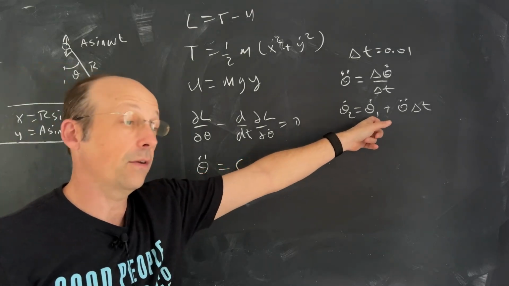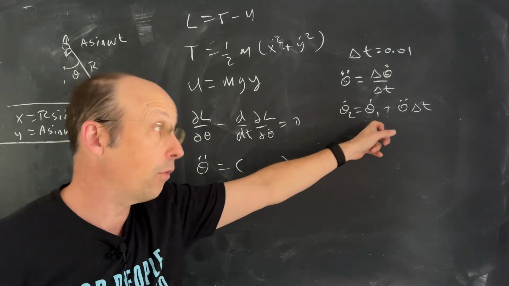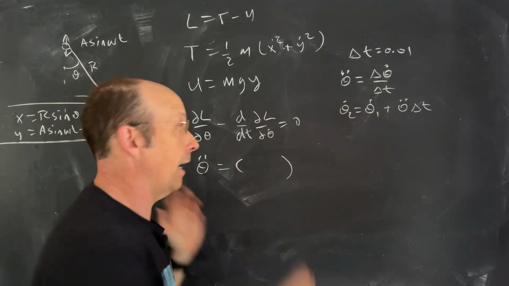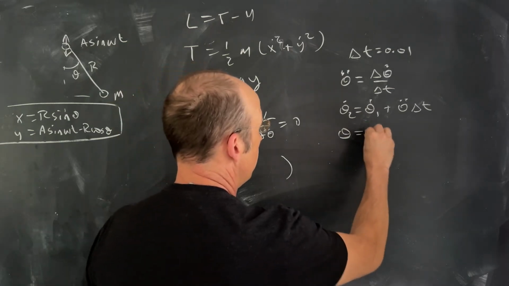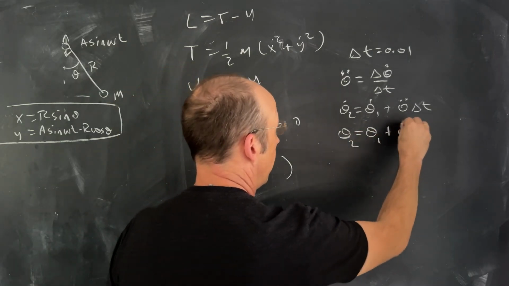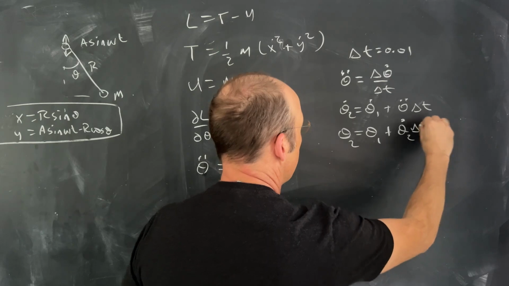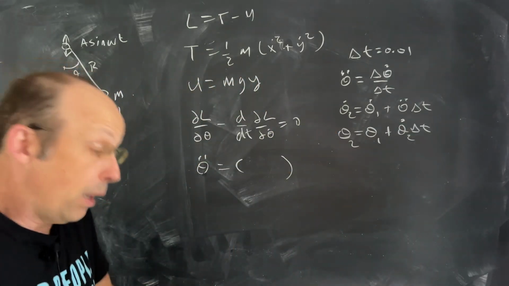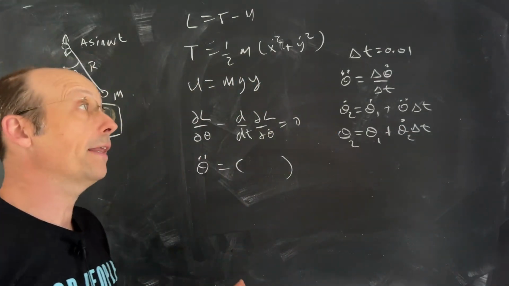So theta dot 1 is at the beginning of the time interval, and theta dot 2 is at the end. So I need to update that. And then I can do the same thing with theta 2 equals theta 1 plus theta 2 dot delta t, and then just keep doing it over and over again. And we're going to do that. We're going to do this in real Python. It's going to be great.